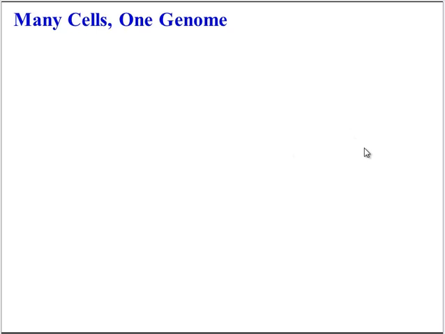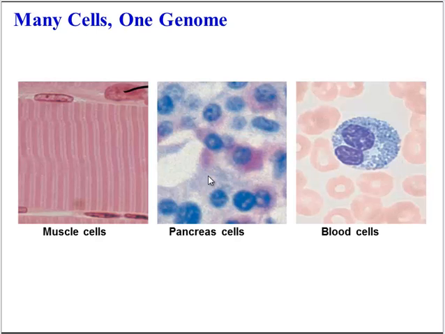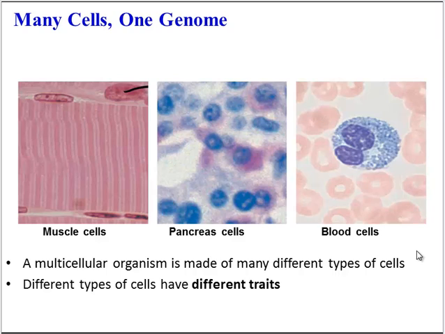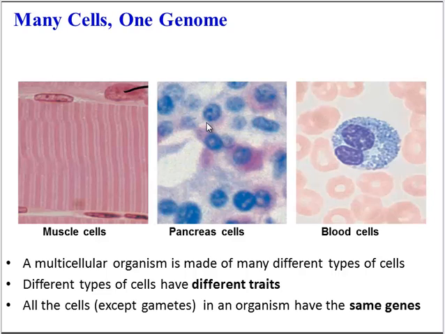There are many different cells in your body. Here are 3 different types of cells. Each of these different cells has different structures and different functions. In other words, different traits. However, each of these different cells came from the same zygote. Came from the zygote that divided by mitosis to produce genetically identical cells. So even though these cells have different traits, they all have the same DNA.